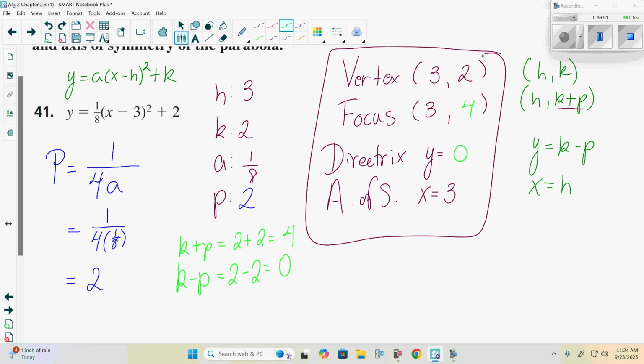So really, to go from the equation back to our given information, the vertex, focus, directrix, and axis of symmetry, we still need to find what? The values of H, K, A, and P, and plug them into their corresponding spots and simplify where needed.